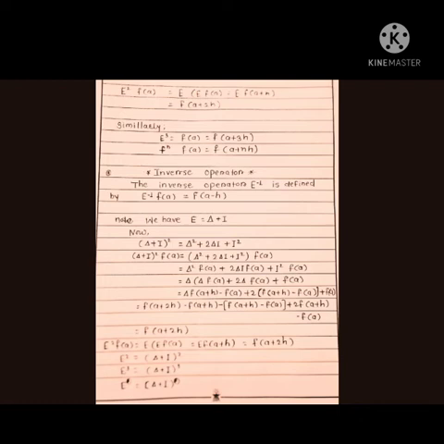E squared f(a) = E(E f(a)) = E f(a + h) = f(a + 2h). So E squared = (delta + I) squared. E cubed = (delta + I) cubed. E raised to r = (delta + I) raised to r.